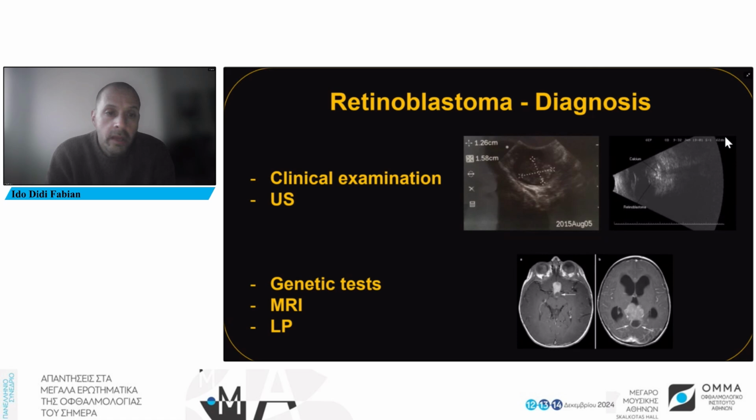We perform an MRI scan for two purposes. One is to rule out a pineal blastoma. We also call that trilateral retinoblastoma when we have bilateral retinoblastoma and involvement of the pineal gland. And we perform a lumbar puncture to see if there are any cells in the CSF.